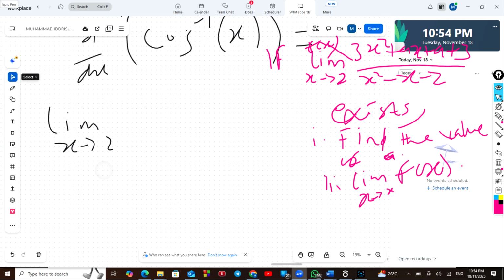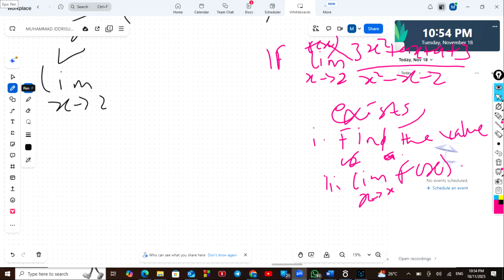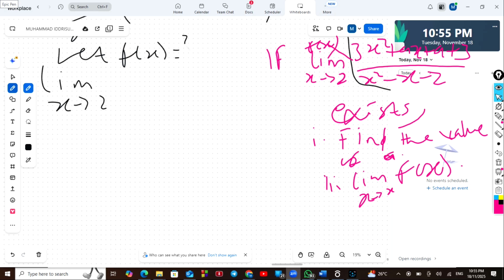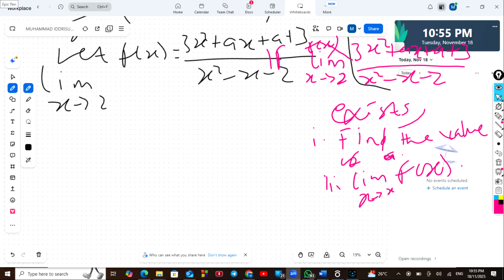Let me first define this. Let f of x equal to, I don't want to be repeating this function, that's why I'm just representing it by f of x. So 3x squared plus ax plus a plus 3 all over x squared minus x minus 2.